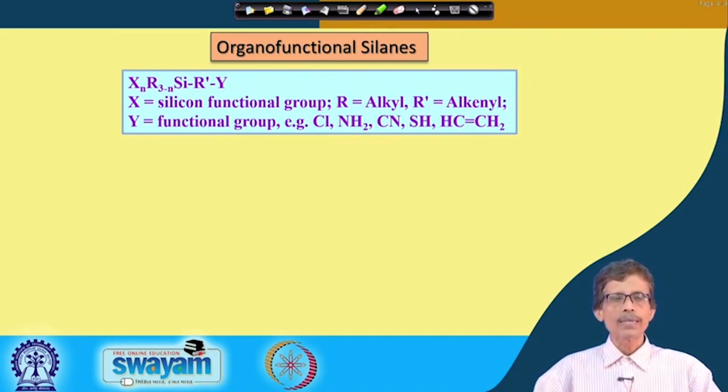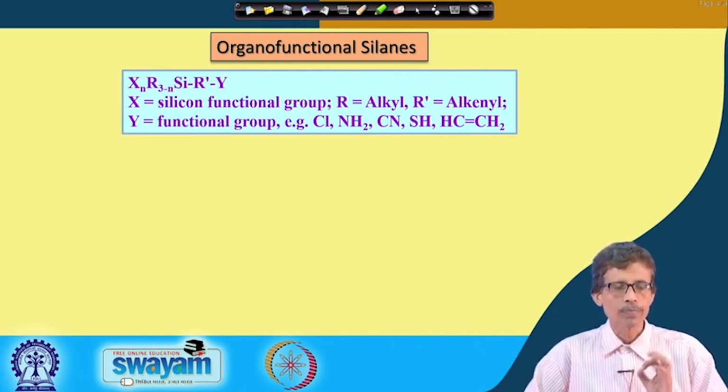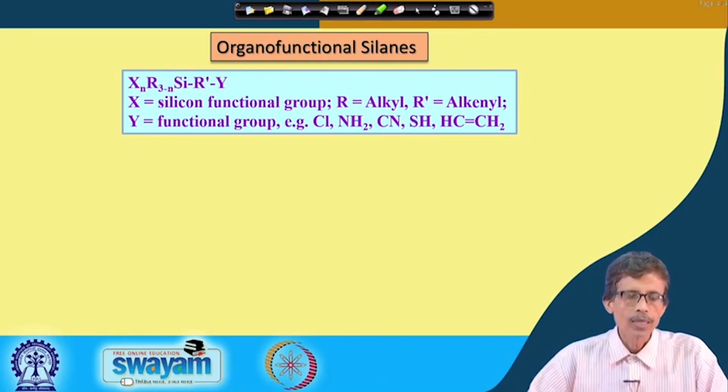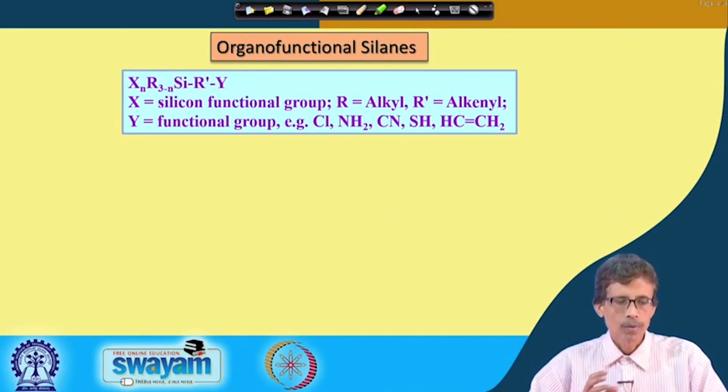When we introduce X, that means the corresponding halogens or other groups, we get X. Then we can also have other functional groups which are not of X type, you can have the Y function. So when X is the silicon functional group, that means silicon attached to those functional groups, you can have alkyl or alkene function as R and R prime.